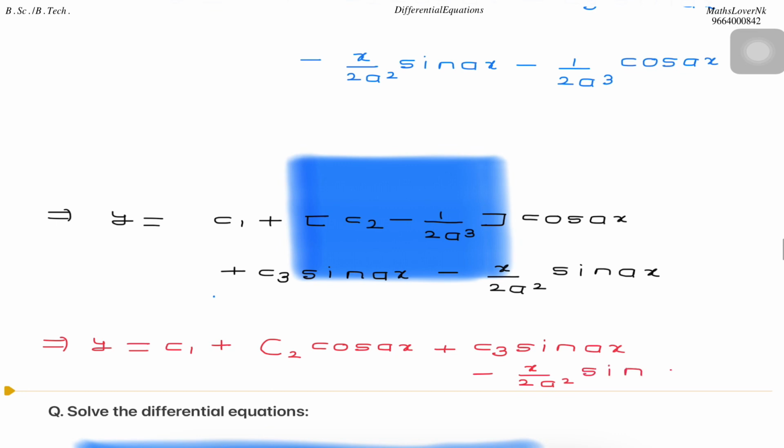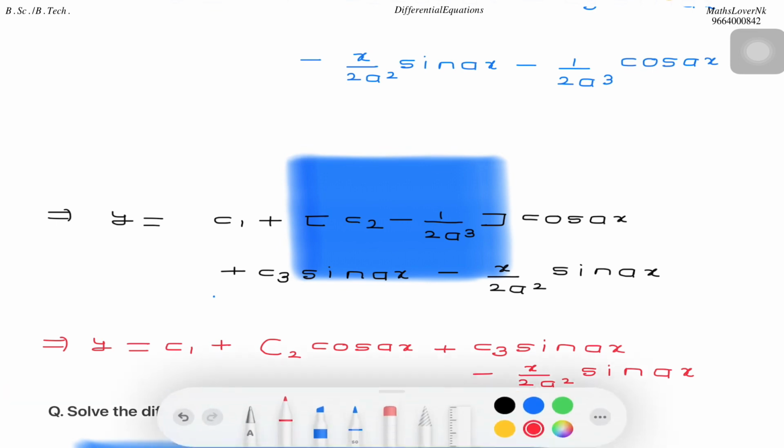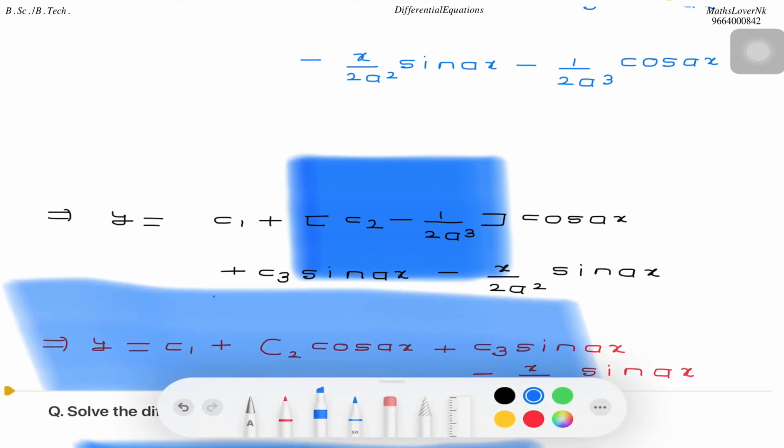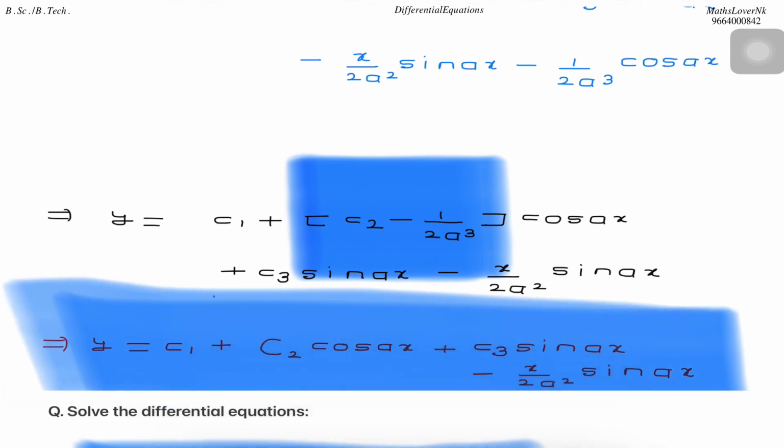I think you understand how we can solve the given question and find the solution. y = C1 + C2 cos ax + C3 sin ax minus x upon 2a² sin ax. This is our final solution, and this is the way by which we can solve the given question.